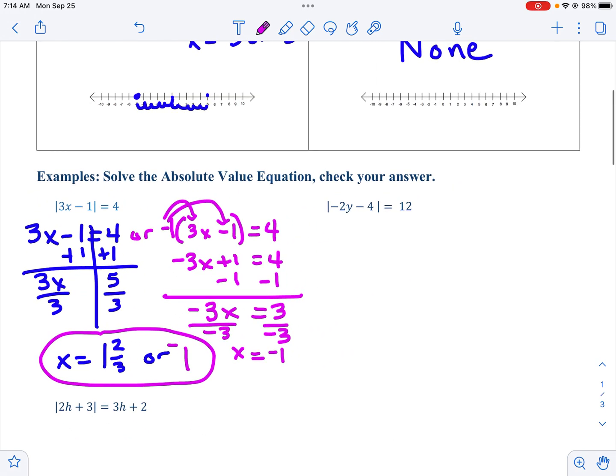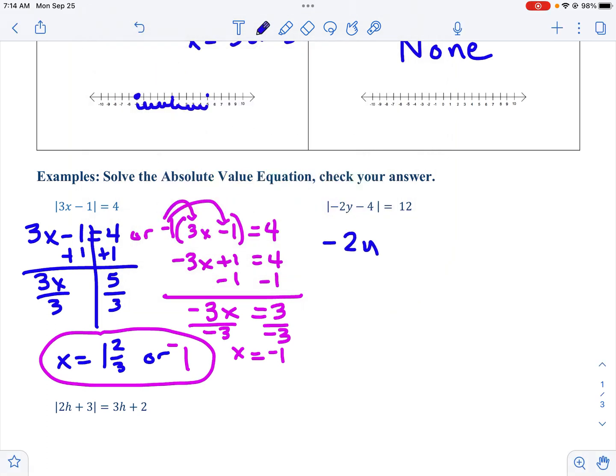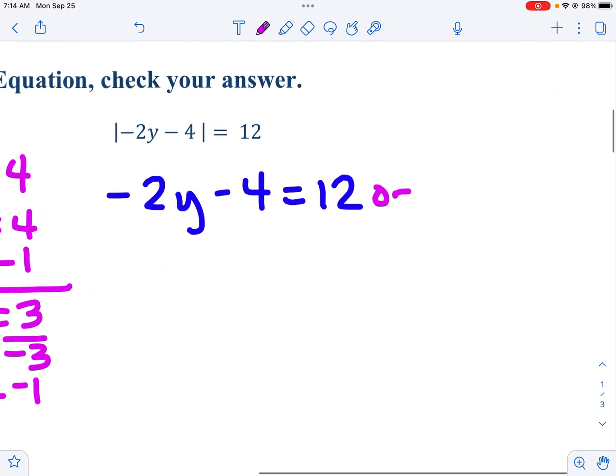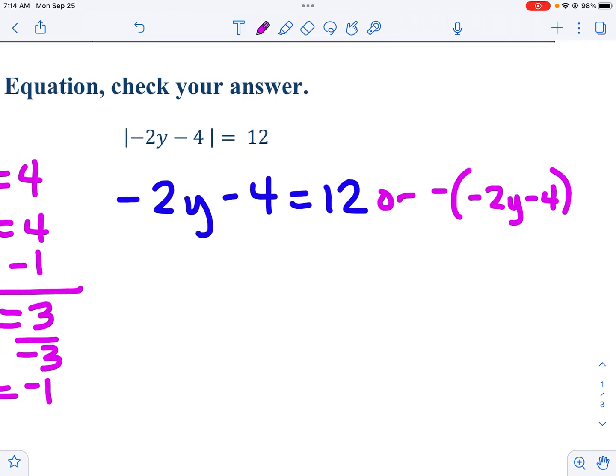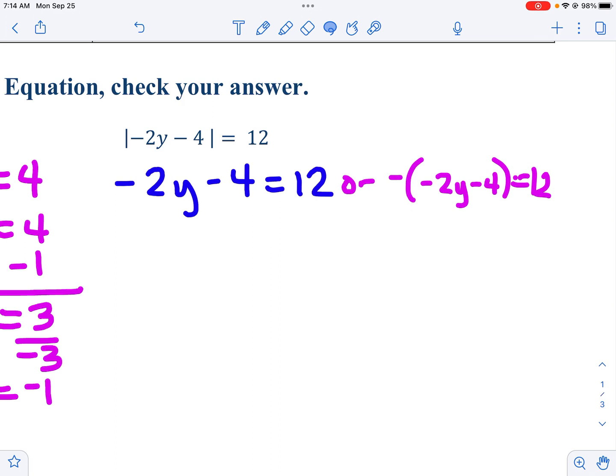All right, let's try it again. Again, two potential solutions. The original problem, or this in parentheses, make the whole thing negative, and then it also equals 12. I'm almost out of room there. Let's make that just a tiny bit smaller. There we go. Okay, so now we're going to solve them.